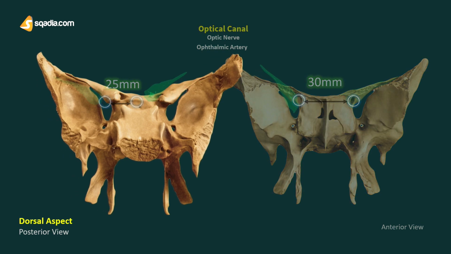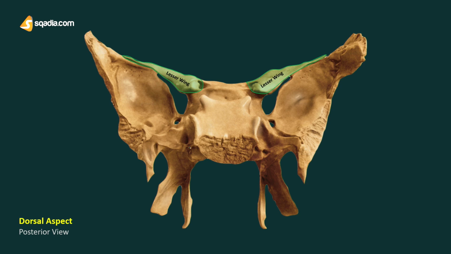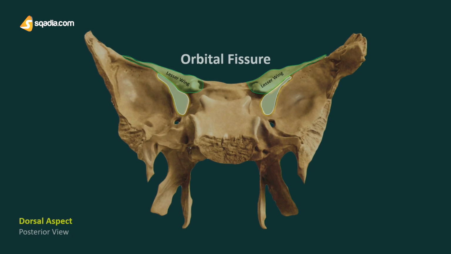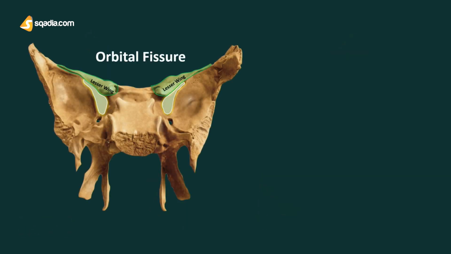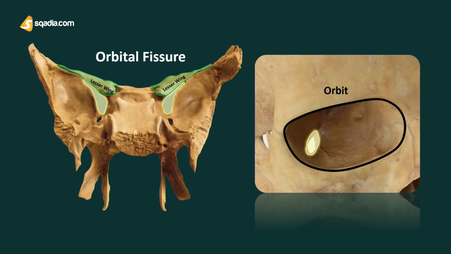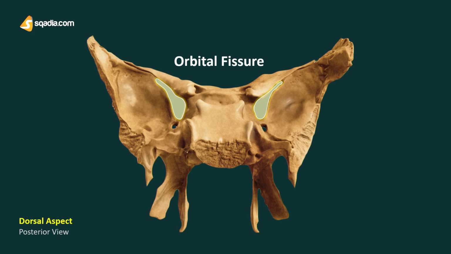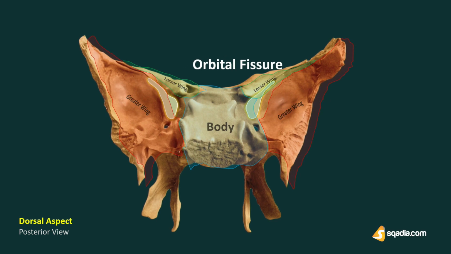Now, moving towards another important landmark, we can see that the lesser wing has the orbital fissure, which is slightly triangular in shape and leads from the cavity of the cranium into that of the orbit. It is bounded medially by the body above and by the small wing below, by the medial margin of the orbital surface of the greater wing, and is completed laterally by the frontal bone.